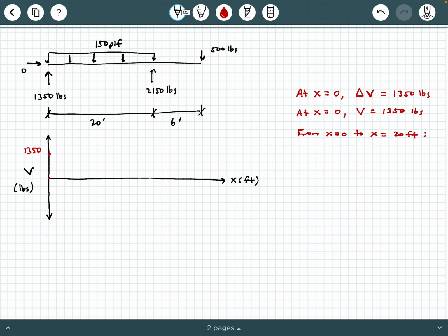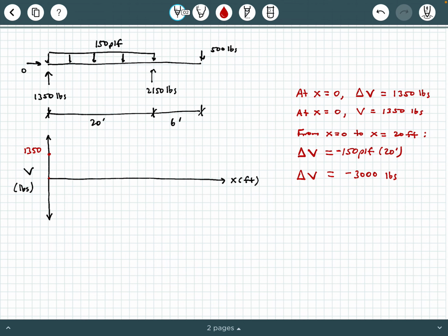What's happening? Well, I'm going to have a change in shear equal to what? If you remember from your background information, the change in shear is equal to the area beneath the loading diagram. So the change in shear over this domain is going to be equal to 150 PLF times 20 feet. That is the area of this load diagram, where the length is 20 feet and the height is 150 PLF. So it's the area of this rectangle. Now it's pointing down, so we're going to put a negative in front of this. That means the change in shear from 0 to 20 feet is going to be equal to negative 3,000 pounds.